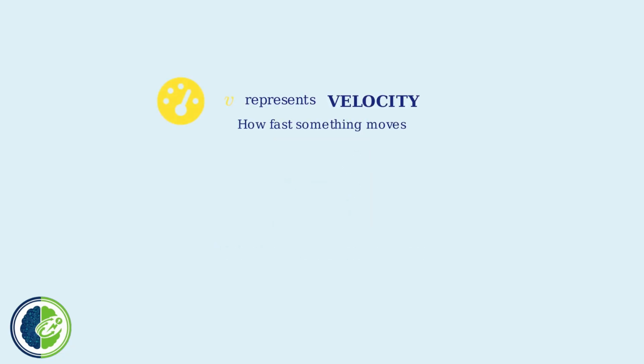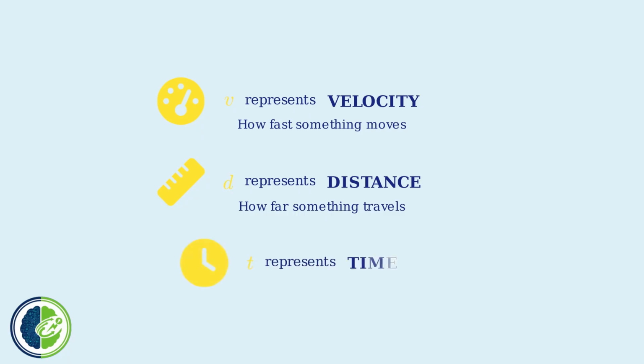The letter v represents velocity. This tells us how fast something is moving. The letter d represents distance. This is how far something travels from one point to another. The letter t represents time. This is how long it takes for the journey to happen.